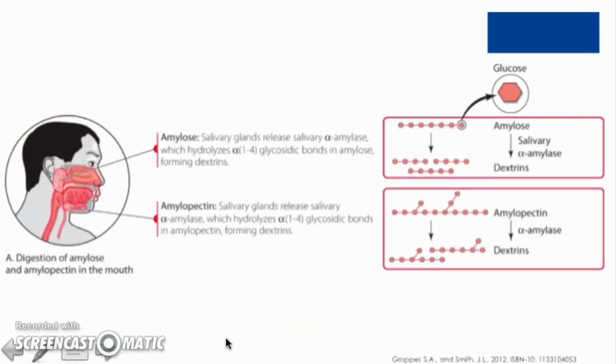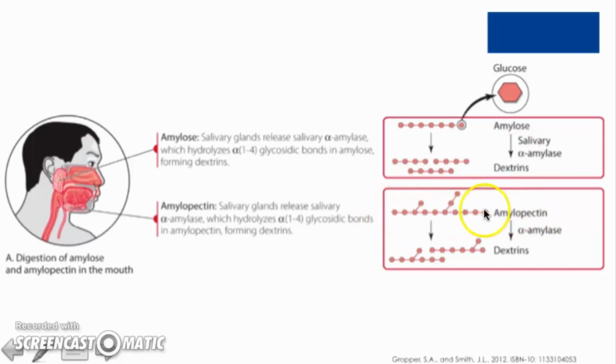You will see in this diagram the activity of salivary amylase cleaving the alpha-1,4 glycosidic bonds of amylose and amylopectin. So you see here amylose, which is a starch. It's a straight chain of glucose units, and you see the activity of the alpha amylase breaking it down into smaller dextrins. And then we see the other starch, amylopectin.